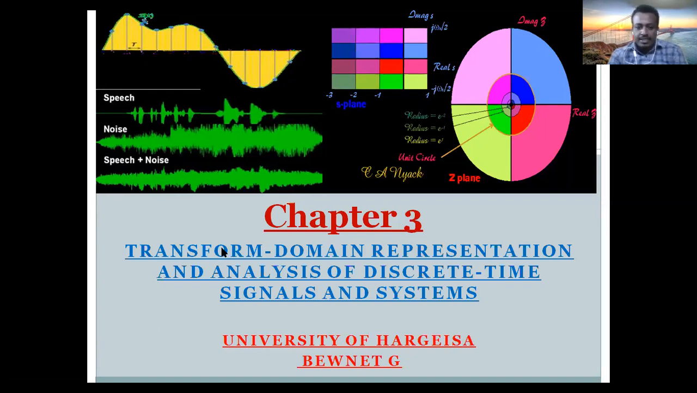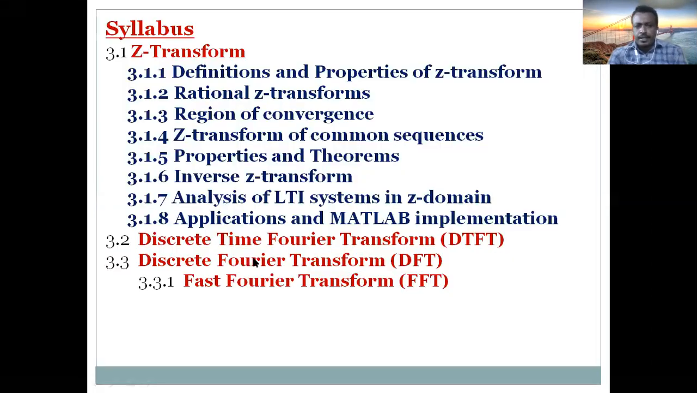But you will not find it like this in the textbooks. The textbooks we have followed now, Proakis, Digital Signal Processing by Proakis. Also, you'll find this transform domain representation as separate chapters. Z transform, one separate chapter. Discrete Fourier transform, another chapter. But here, in this chapter, I organized this chapter so in three main parts.